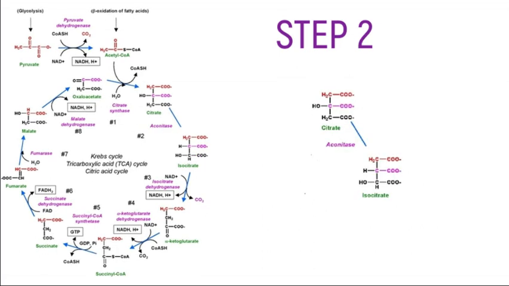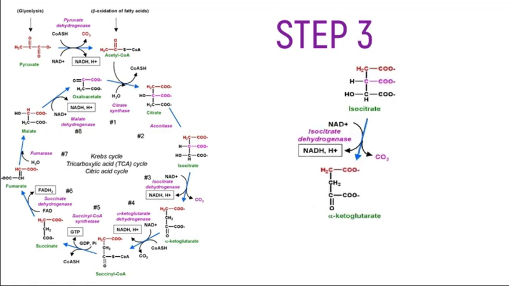Citrate is then converted into isocitrate by the enzyme aconitase. This is accomplished by the removal and addition of water to yield an isomer. Isocitrate is then converted into alpha-ketoglutarate by isocitrate dehydrogenase, the byproducts of which are NADH and CO2.